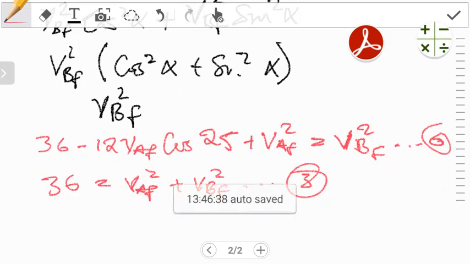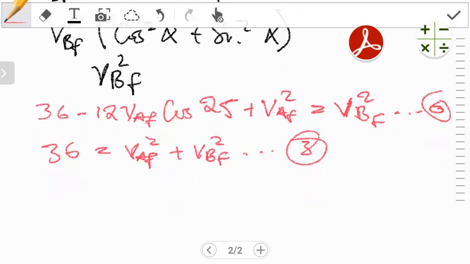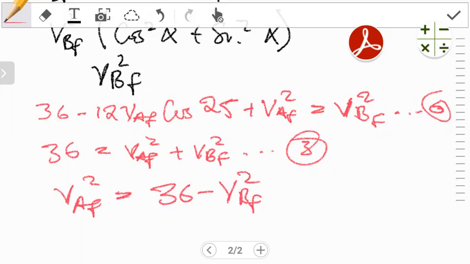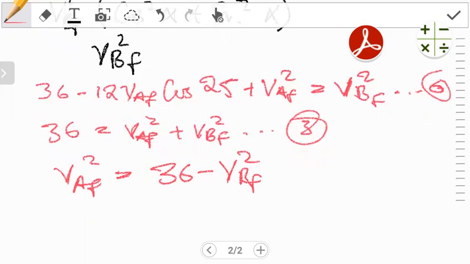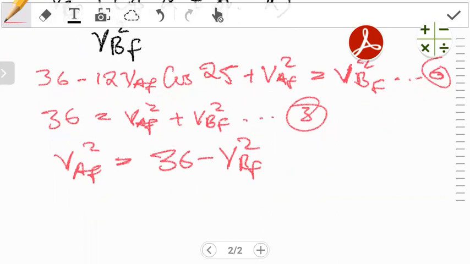All right, now how do we do this? Here we can eliminate either of these terms. We can say VA final squared is equal to 36 minus VB final squared, and then substitute this in where we have VA. But I think the easier one would have been to substitute for VB final since it's on its own.